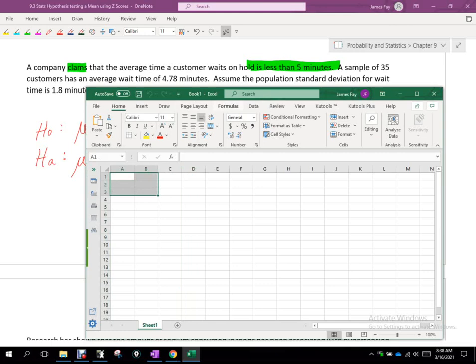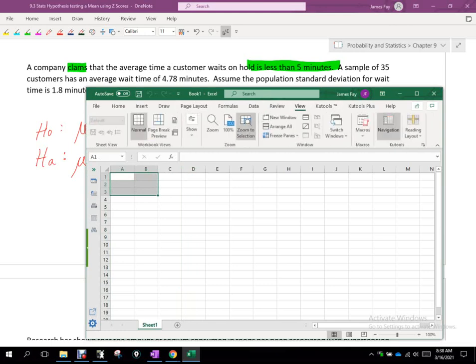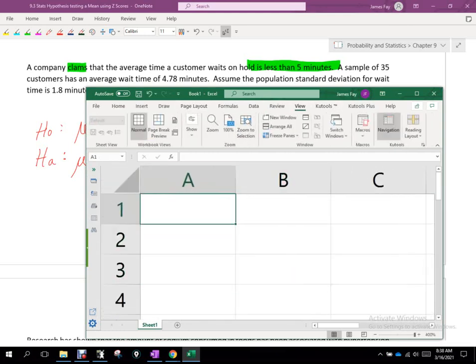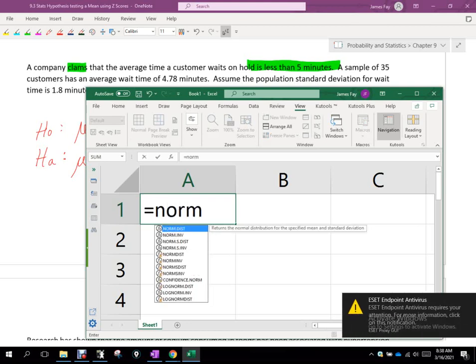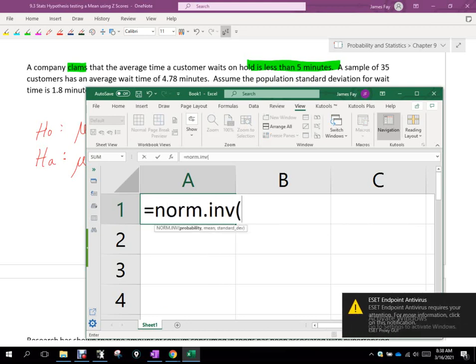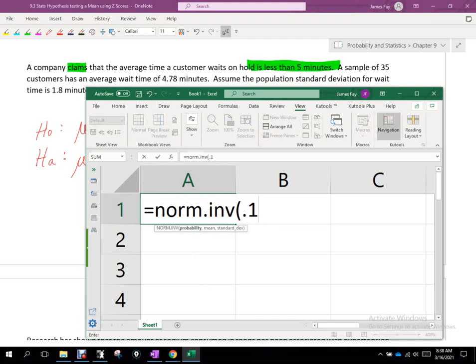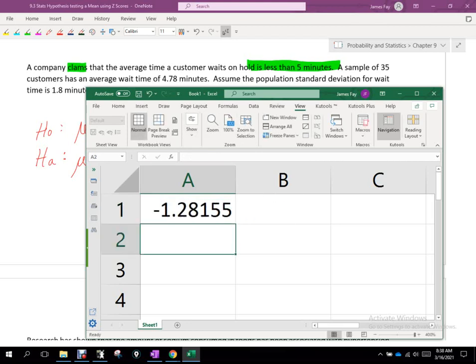Again, you can use your notes, but if you don't have those, you can always use norm.inv. The probability that we're looking at is 10%. Mean, 0. Standard deviation, 1. And it gives me negative 1.28. Negative 1.28.